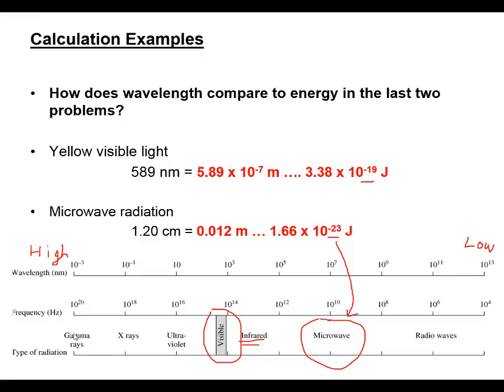Okay, so I'm going to stop there today. In our next video we'll be looking at the Bohr model of the hydrogen atom, and then we'll be looking at using what's called the Rydberg equation to calculate different wavelengths.